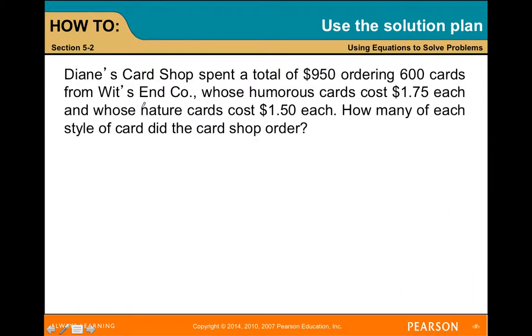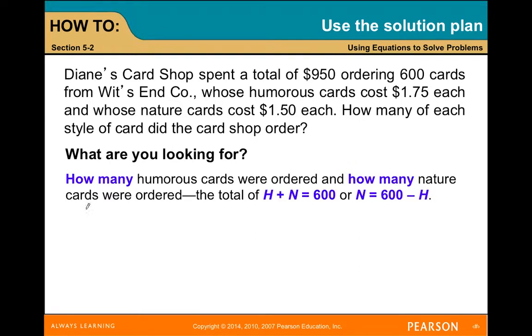Here's another one. Diane's card shop spent a total of $950 ordering 600 cards from Wits & Co., whose humorous cards cost $1.75 each, and whose nature cards cost $1.50 each. How many of each style card did the card shop order? What are we looking for? How many humorous cards were ordered and how many nature cards were ordered?